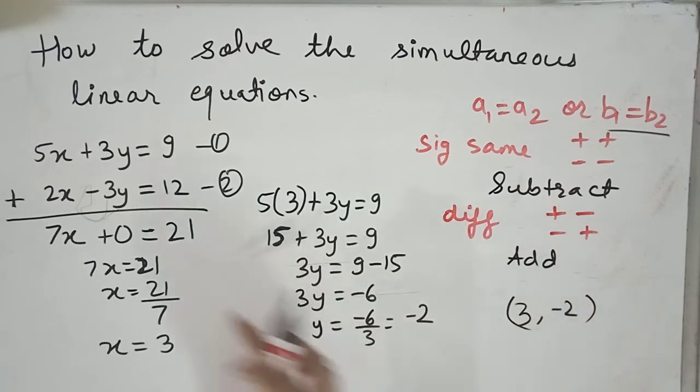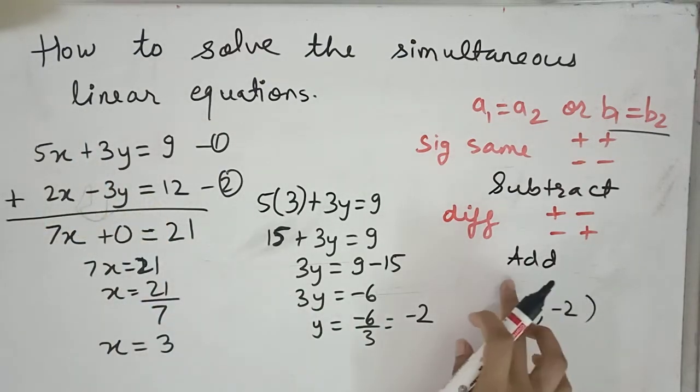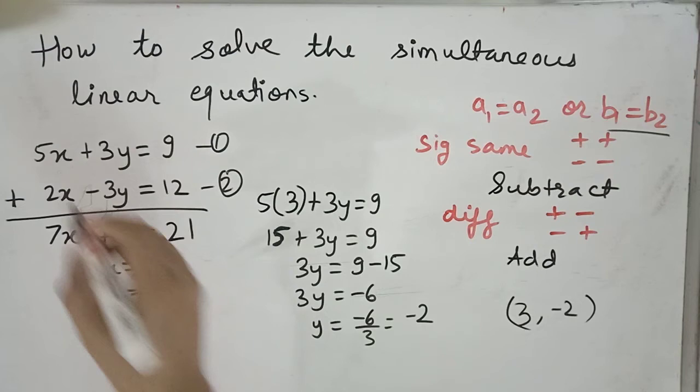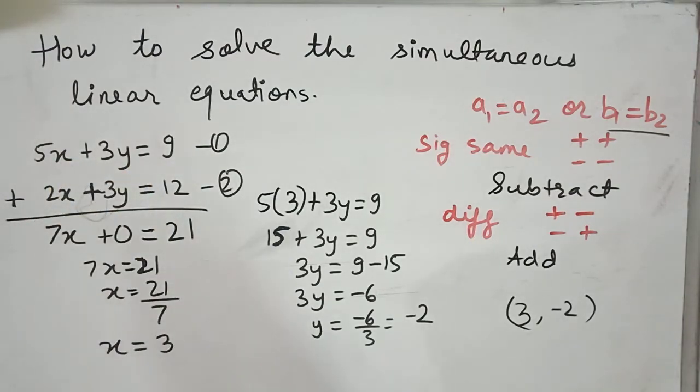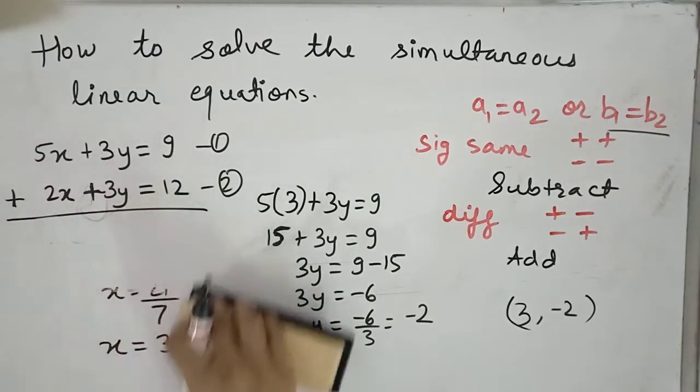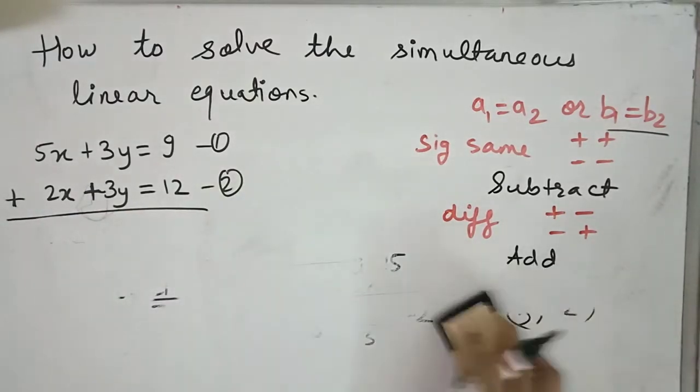Now we have seen that when signs are different, we are going to add. Now suppose the signs of both b1 and b2 are the same. So what we have to do is subtract.